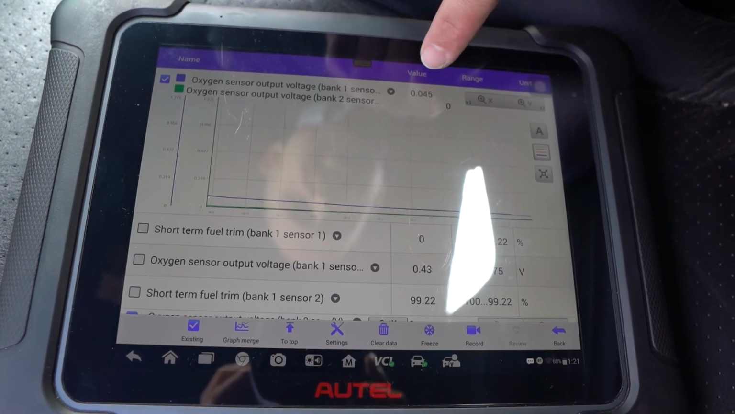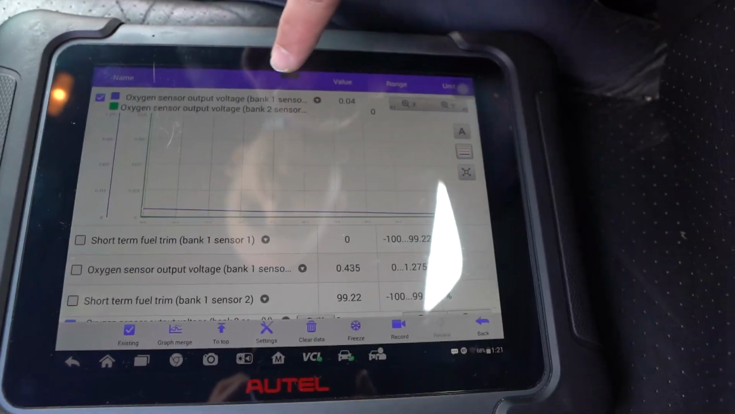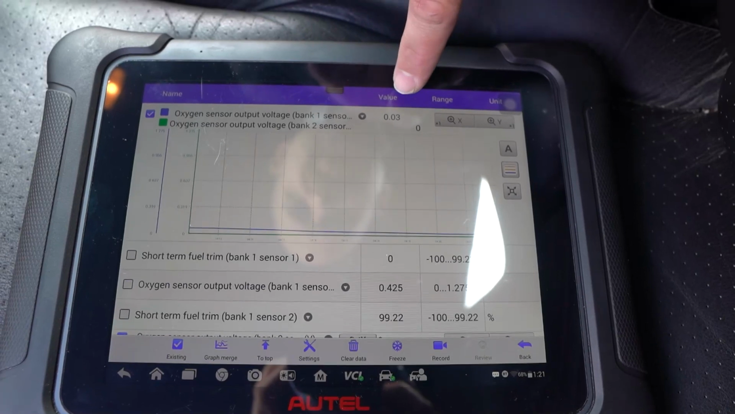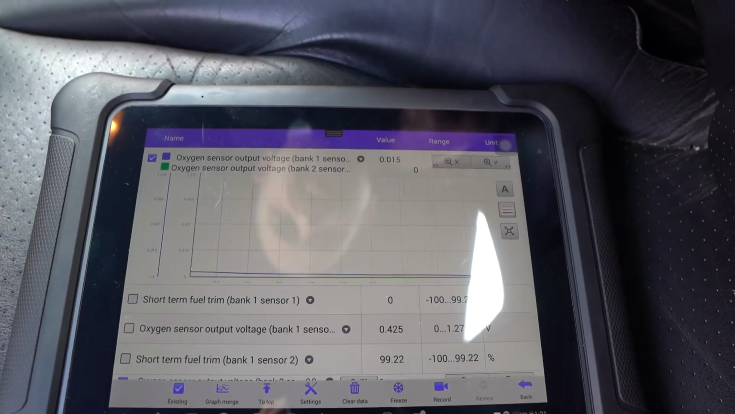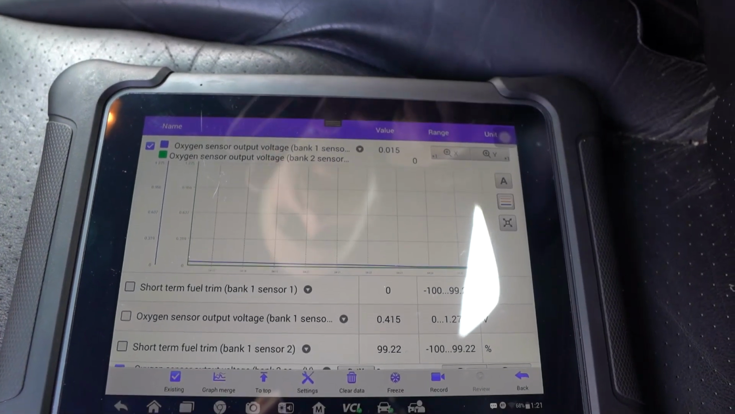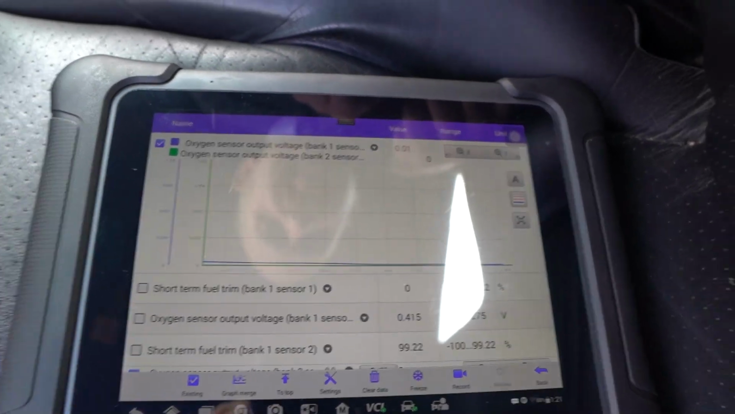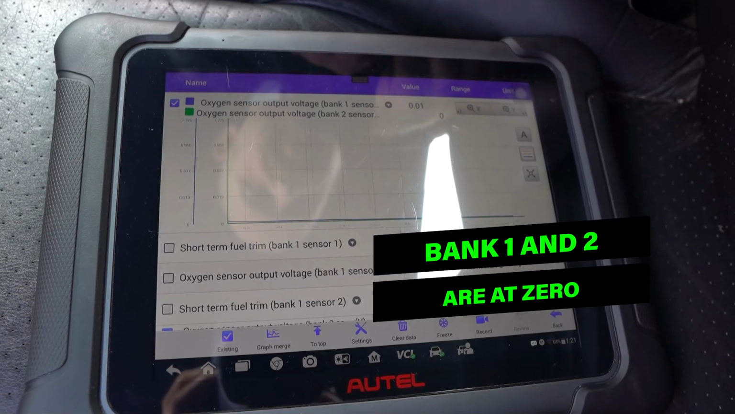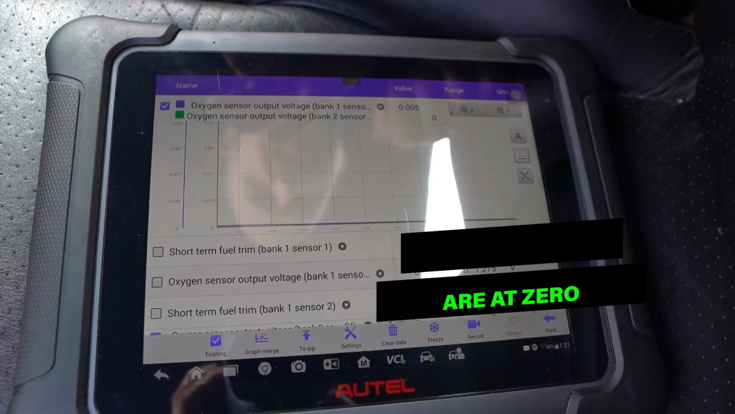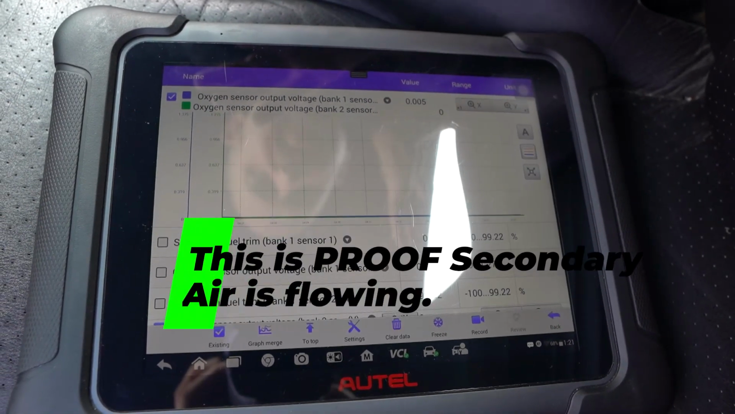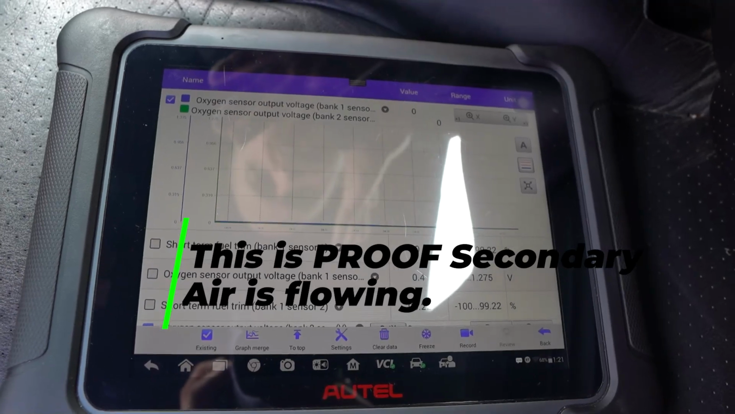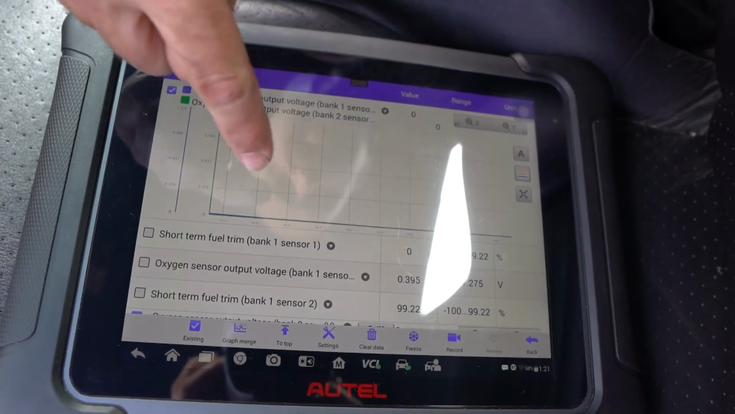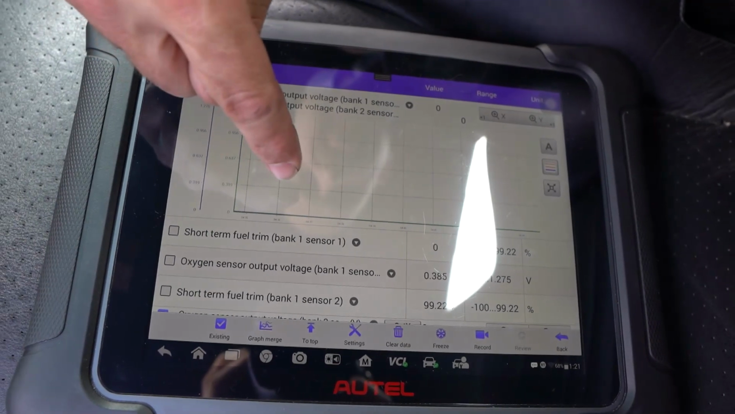So we can see bank 2 is already at 0. Bank 1 is almost at 0, 0.02. And then, so they are both at 0 now. We can call that a theoretical 0. That is very good. The secondary air pump is on, everything opened. There is secondary air flowing because the O2 sensors are pegged at 0 right now.